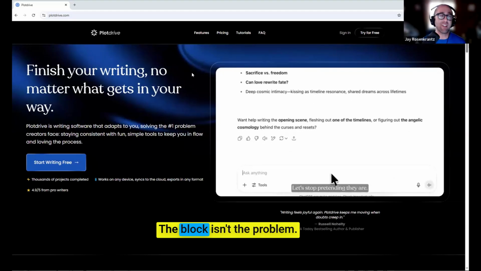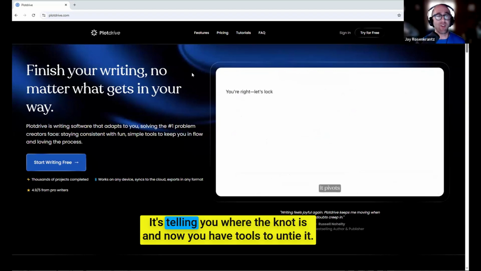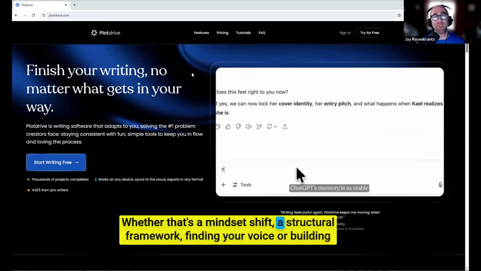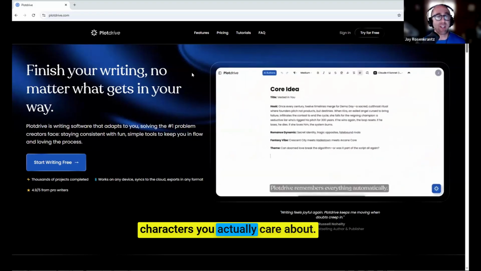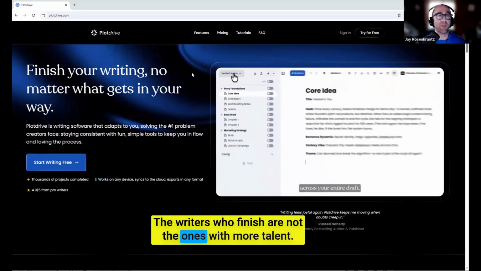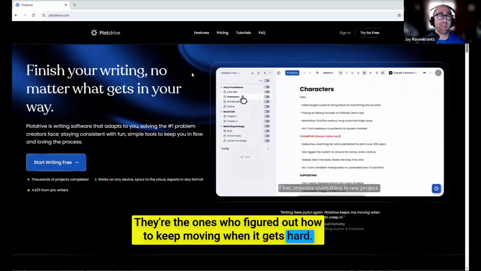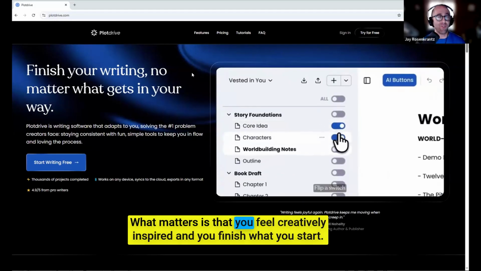Here's one thing that I hope you might take with you. The block isn't the problem. The block is just information. It's telling you where the knot is, and now you have tools to untie it, whether that's a mindset shift, a structural framework, finding your voice, or building characters you actually care about. The writers who finish are not the ones with more talent. They're the ones who figured out how to keep moving when it gets hard. And that's what this has been all about. What matters is that you feel creatively inspired and you finish what you start.